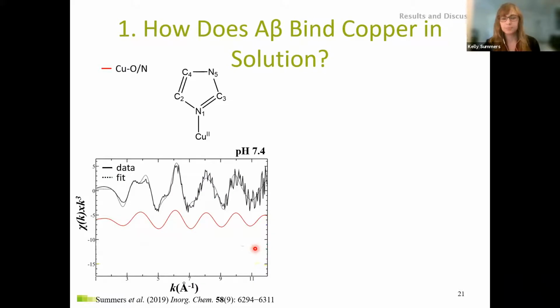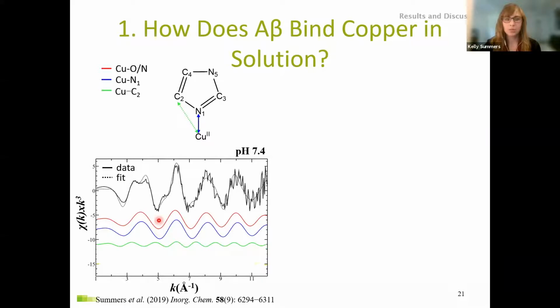And of course, although the imidazole ring looks fairly simple, it actually leads to multiple single and multiple scattering paths. So you of course have your copper nitrogen path, and I've included a copper oxygen path here to complete our coordination number. We also have paths to carbons 2 and 3 here. And these distances can be affected by the angle of the imidazole ring.